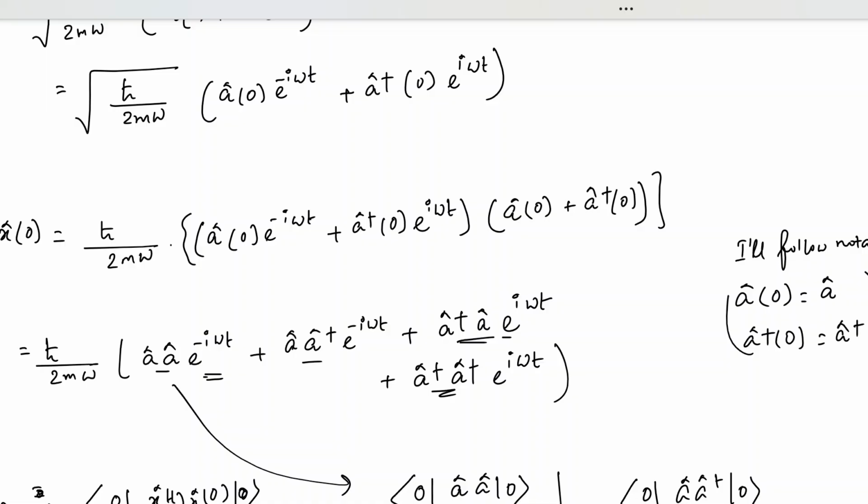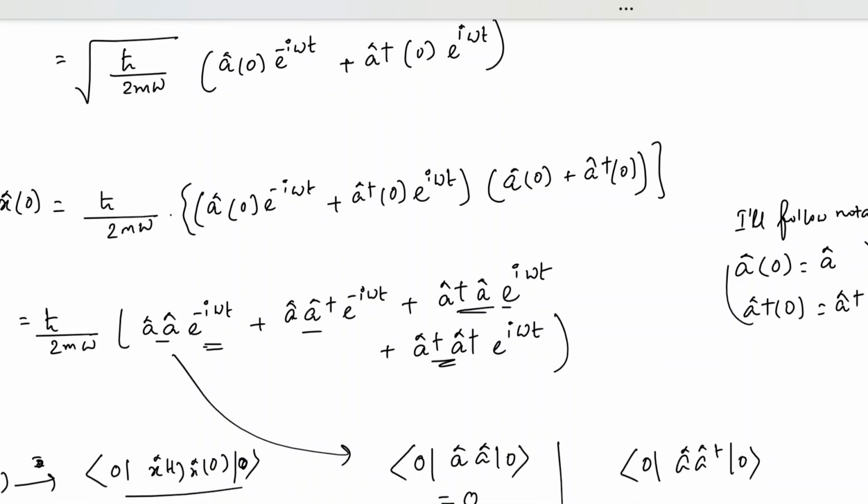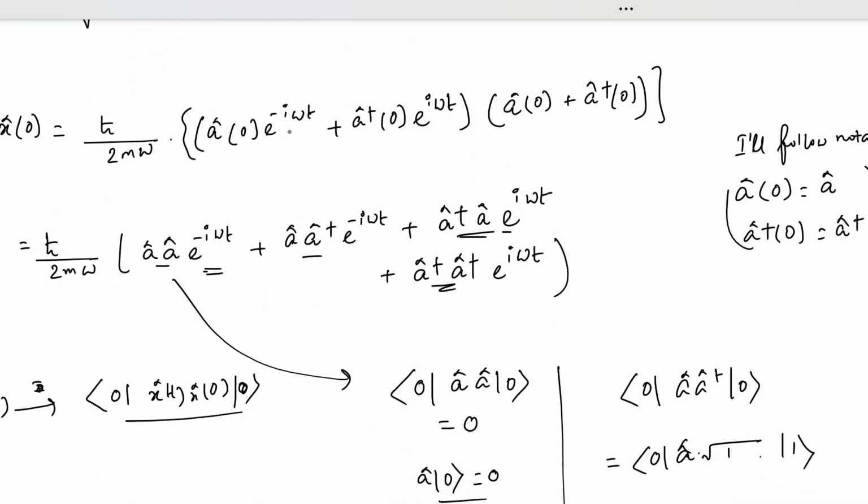Then a cap, the annihilation operator, operates on the state 1, so it will give you root 1 times the state 0. This is normalized, so the inner product is 1. This is non-zero and gives you the value 1. So the second term gives you a non-zero value.